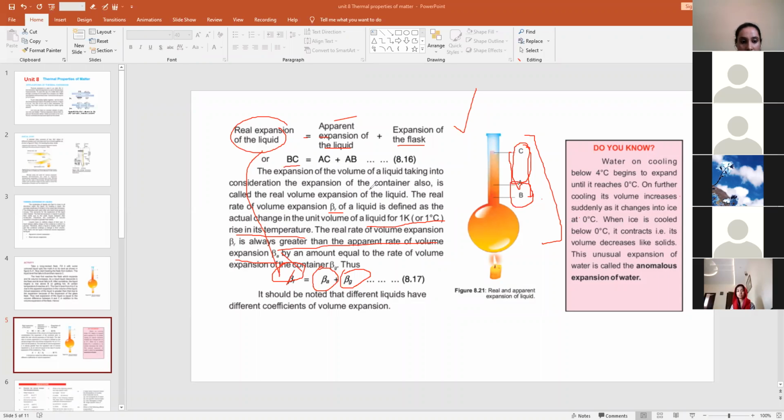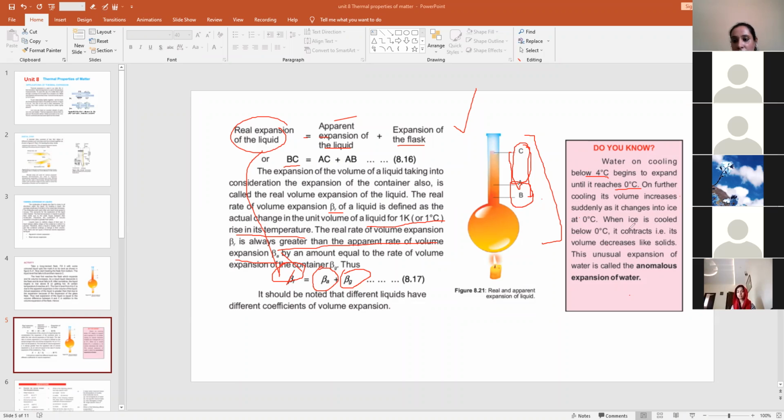in this case, right? So there is a side information that is given in your book. Water on cooling below 4 degrees centigrade begins to expand until it reaches 0 degrees centigrade. So there is an abnormal property that is observed in this case when we cool the water below 4 degrees centigrade. In the range from 4 degrees centigrade to 0 degrees centigrade, the volume of the water increases, and obviously its density decreases, and it starts expanding. So this is basically an abnormal property of water.